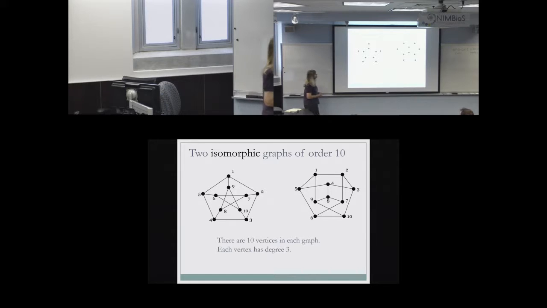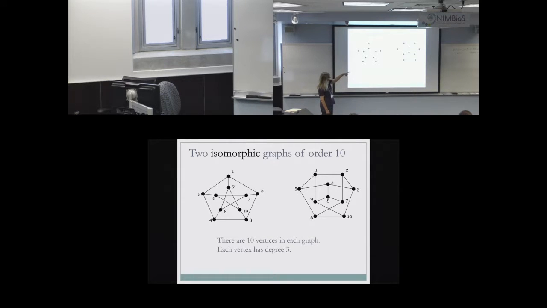So these two graphs, you're probably familiar with Petersen's graph here on the left. The vertices are labeled 1 through 10. Notice that each vertex has degree 3, meaning it's adjacent to exactly 3 vertices. And there are 5 edges on the outside, 5 edges on the inside, 5 edges connecting, so it has 10 vertices and 15 edges. On the right, it's the same graph. It's just been drawn differently.